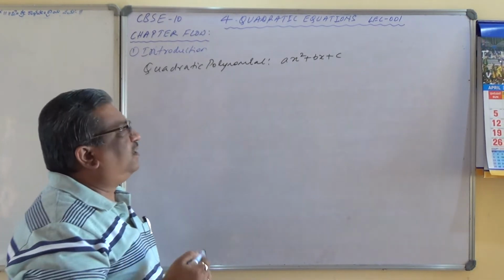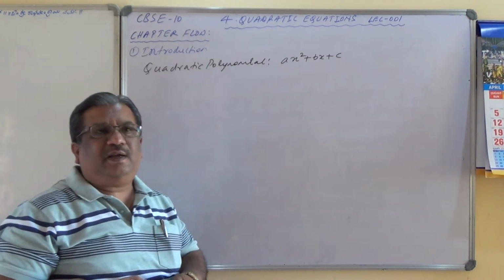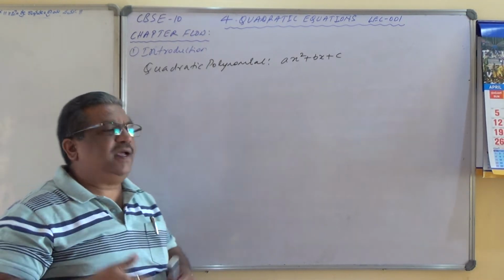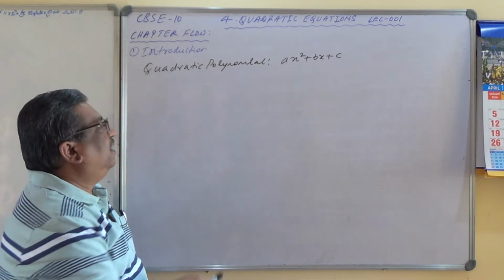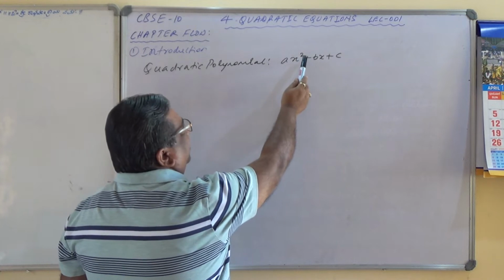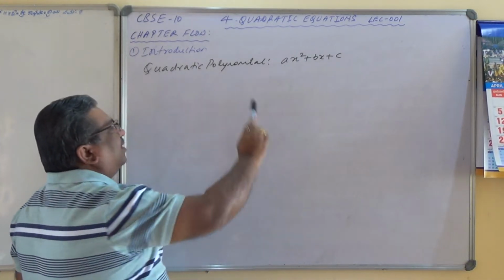If the degree is 2, quadratic polynomial. If the degree is 3, cubic polynomial. If the degree is 4, biquadratic polynomial. So the degree decides the kind of polynomial. Here, the highest power of the variable being 2, it is a quadratic polynomial.